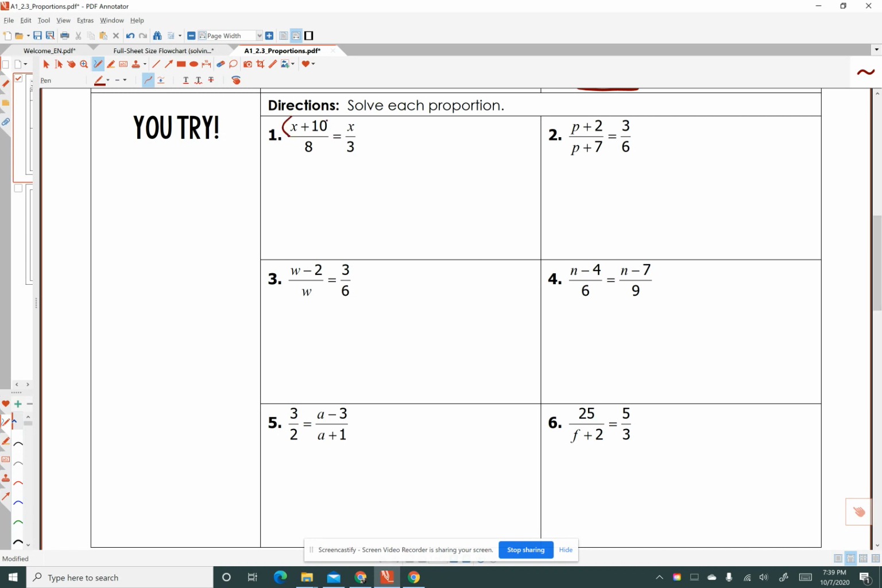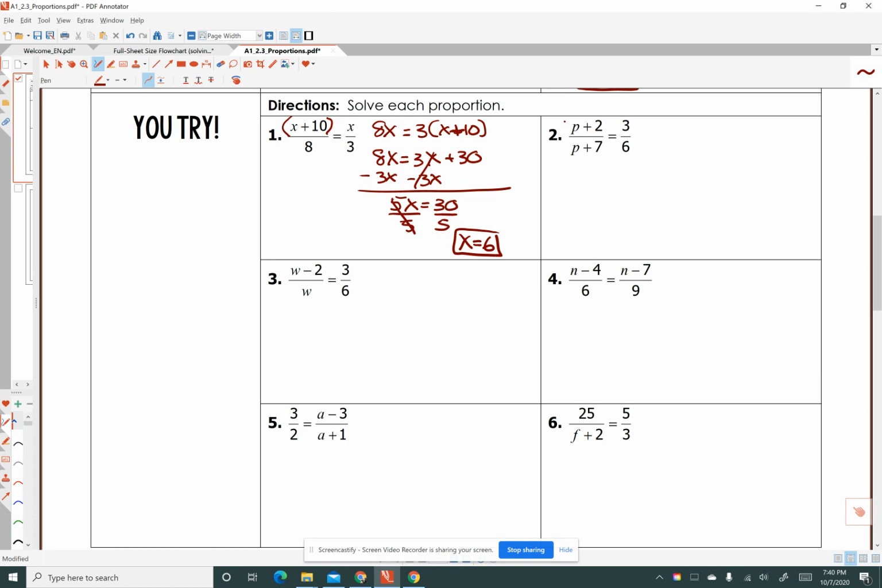So we're going to group the x plus 10 so that we have 8x equals 3 times the quantity of x plus 10. That would give us 8x equals 3x plus 30. I think I'll subtract 3x from each side. And that will give me 5x equals 30. When I divide both sides by 5, x equals 6.